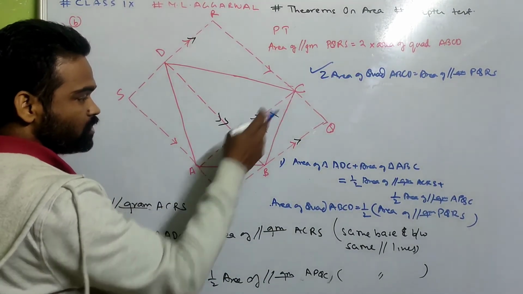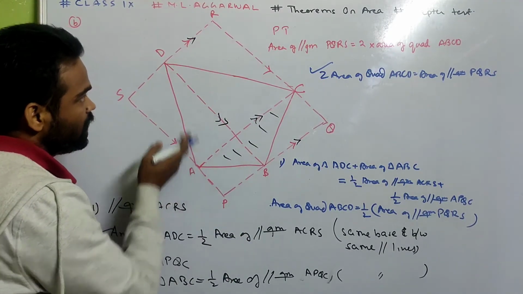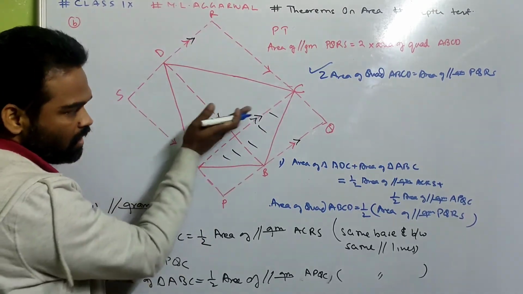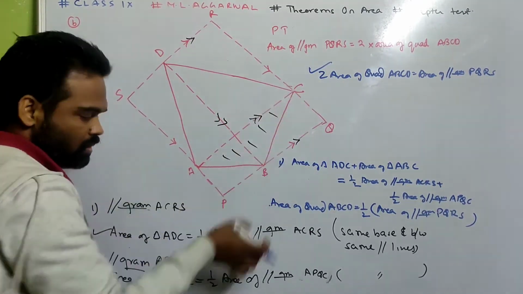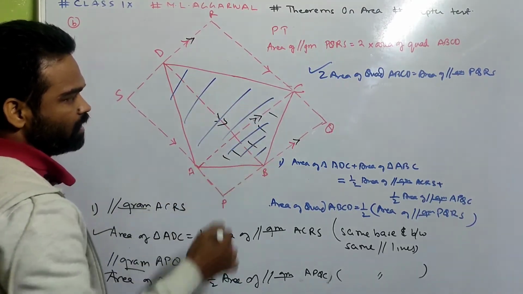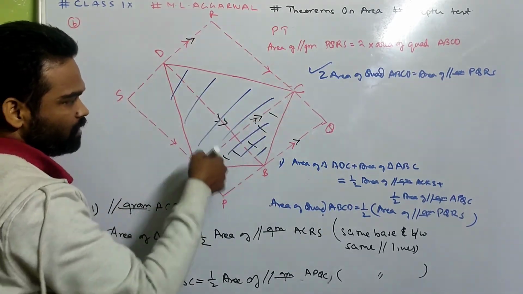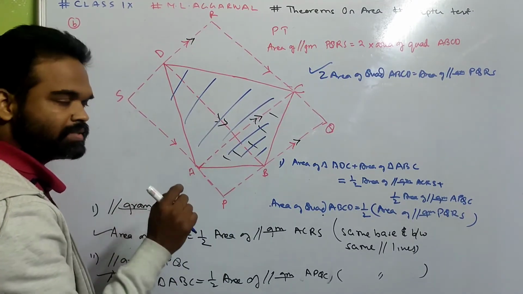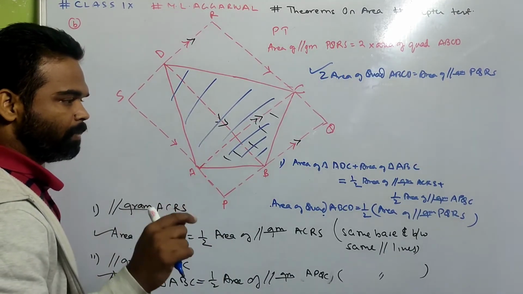See, the main thing was AC was parallel to PQ and SR also. So area of ADC is half the area of ACRS and area of ABC is half the area of APQC. Add these two. So this area plus this area gives you the area of the quadrilateral, and this parallelogram and these two parallelograms give you PQRS. Yes or no? Step by step. Chalo, this was easy. This was number 1, part B.